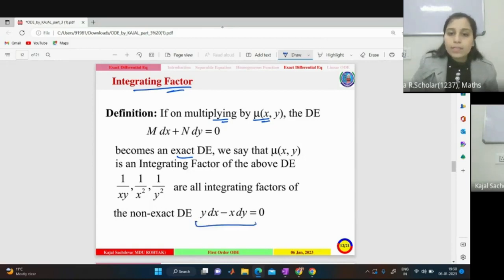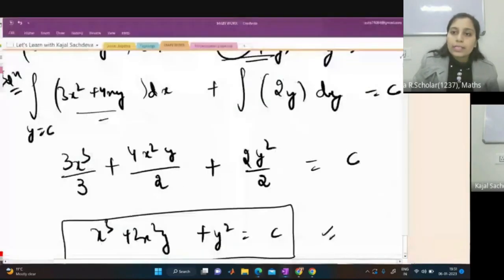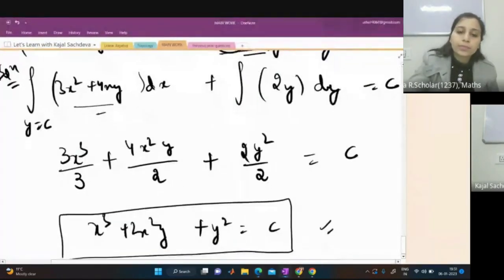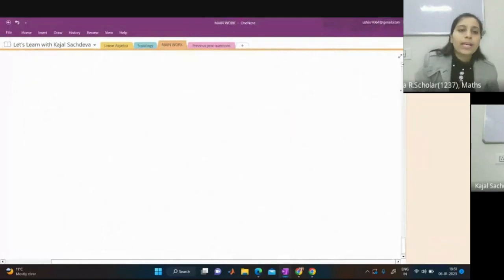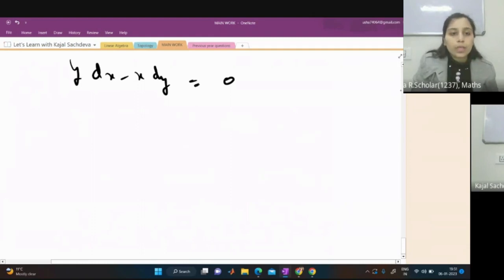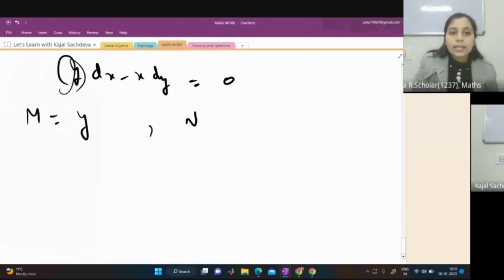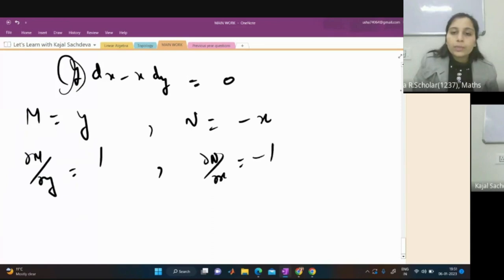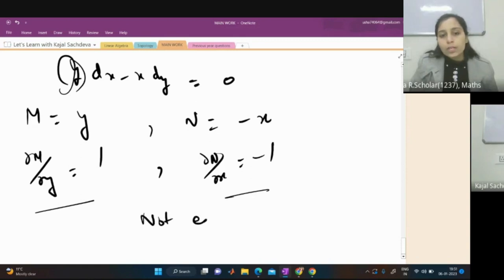Like if we have this equation, say y dx minus x dy equal to 0. Let's try this. In this, we have M equal to y, M dx, and N equal to minus x. If we differentiate M with respect to y, we get 1, and if we differentiate N with respect to x, we get minus 1. But in this situation, we can see that these are not equal. So the given equation is not exact.